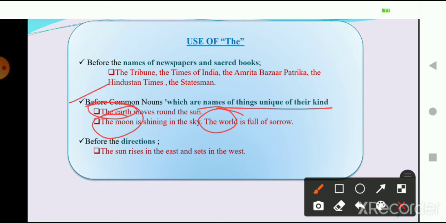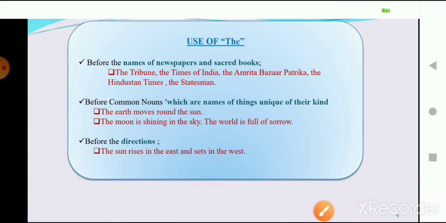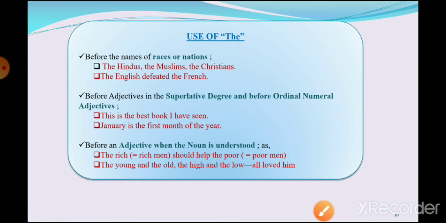Okay, now the next one is before directions. If we are talking about a direction like the south, the north, then we use the article the before those directions also. Let's see an example. The sun rises in the east. So here you can see the sun is a common noun that is unique of its kind, right? And the east is a direction, and the west is also a direction. So here we have used the article the before these words.